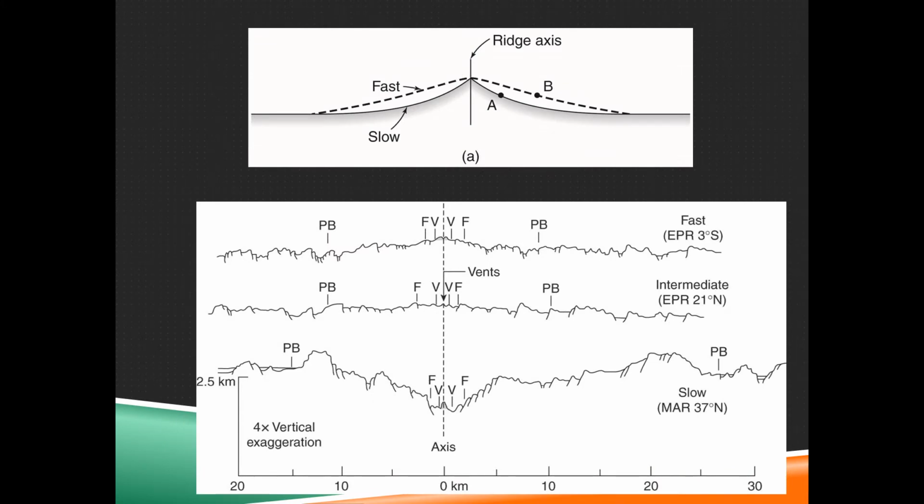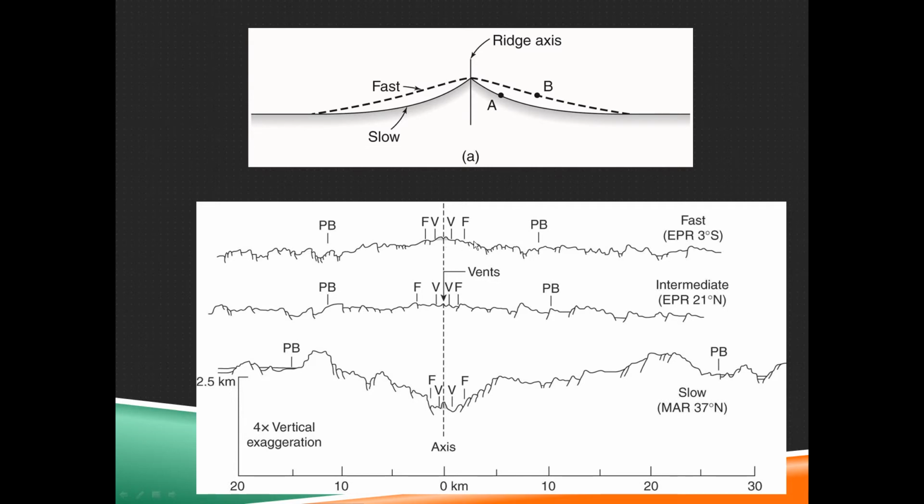You can see here how the slow-spreading ridge has a more curved slope and reaches a low area much closer to the center than this fast-spreading ridge. The fast-spreading ridge has more straight sides, and they stay elevated much further away from the ridge axis.